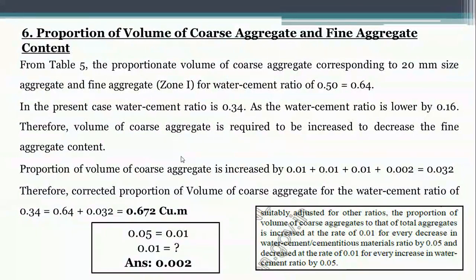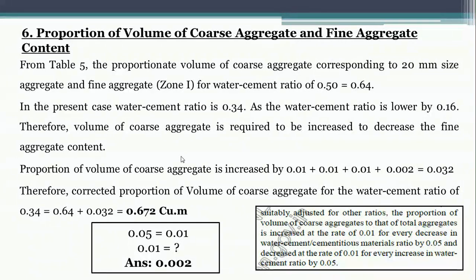For a 0.05 decrease, I have increased by 0.01. For another 0.05 decrease, I have increased by 0.01. For another 0.05 decrease, I have increased by 0.01. For the remaining 0.01 decrease, I have increased the volume of coarse aggregate by 0.002. If you add all this, you will get 0.032. So the corrected proportion of volume of coarse aggregate for the water cement ratio of 0.34 is 0.64 plus whatever proportion we have increased on the right hand side. 0.64 plus 0.032, you will get 0.672 cubic meter.